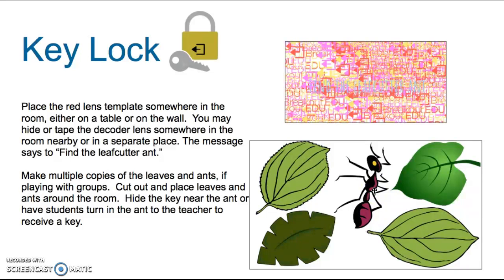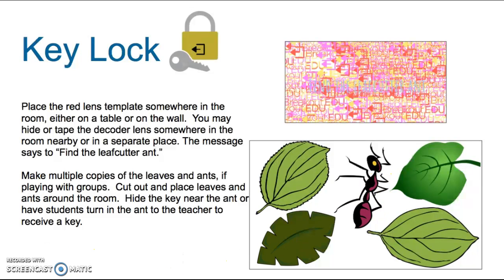You can have more than one leafcutter ant if you have multiple groups playing this game. If you have multiple groups, students can find the leafcutter ant and then turn it into the teacher to receive a key. Or if playing just with one box, you can hide the key somewhere near that leafcutter ant so students will find it.